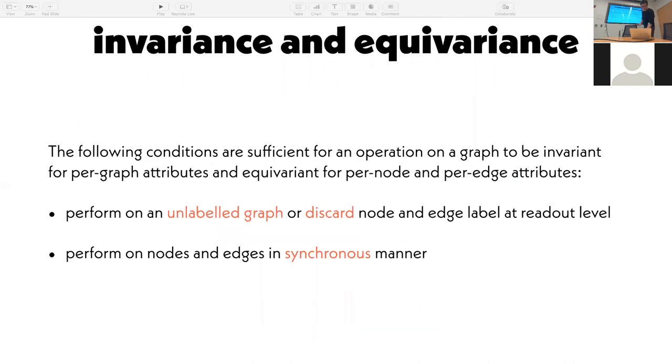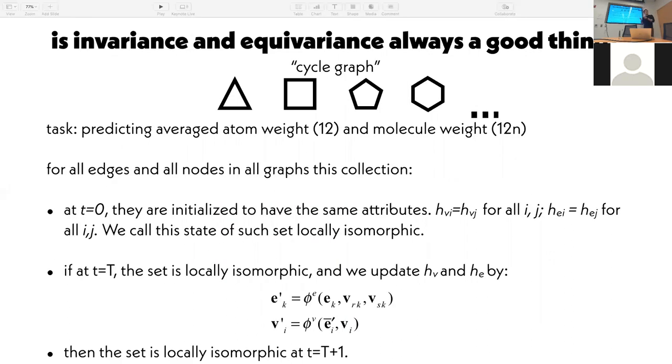I'm going to talk about this later, but just to give you another extreme example, say you want to predict the averaged and summed atom weight of this set of molecules: cyclopropane, cyclopentane, cyclohexane, all the way to a cyclic n-atom ring. In the language of graph theory, this is a cycle graph. The correct answer for the averaged atom weight is 12 if you have implicit hydrogen, and the correct answer for the molecule weight in this case is 12N, where N is the number of atoms.